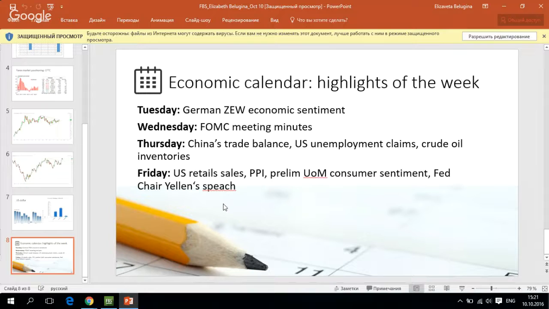So what do we have coming? On Tuesday, Germany will release the economic sentiment indicator. Last week, data from Germany was rather good, so it is interesting how things are with this indicator. On Wednesday, we'll probably get the most important piece of data of the week. It will be the FOMC meeting minutes. I can remind you that in September, the Federal Reserve left interest rates unchanged. It changed its forecasts for the federal funds rate.